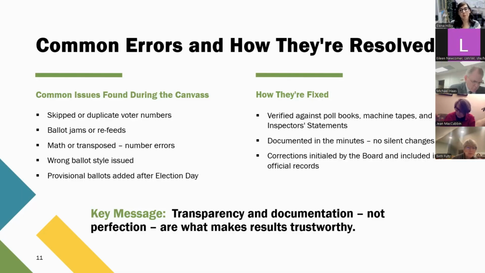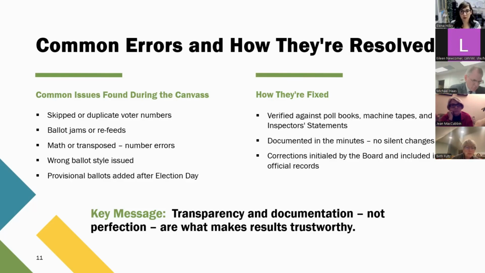So even with the best training and careful work, mistakes can happen on election day. And the canvass is designed to find and explain them, not hide them. Some of the most common issues include skipped or duplicate voter numbers. Maybe a poll worker accidentally missed a number or repeated one. The board checks that the total number of voters still matches the number of ballots and notes the correction on the record.